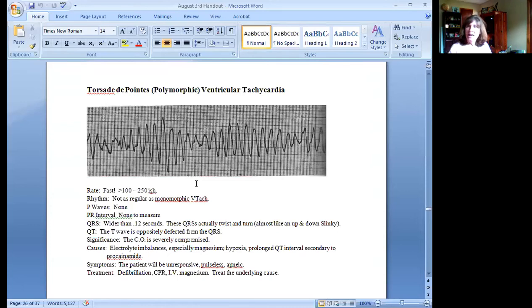Is torsade a rhythm that can be defibrillated? Yes, it is. We will defibrillate. 200 joules on the biphasic. Charge it up. All right, I'm clear, you're clear, we're all clear. Boom, discharge. Immediately get back to those compressions. The only time we're not compressing is when we're shocking.